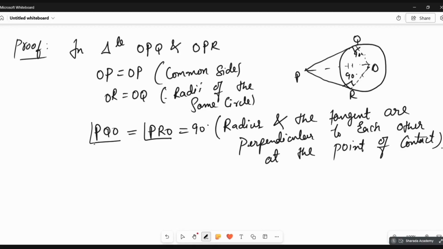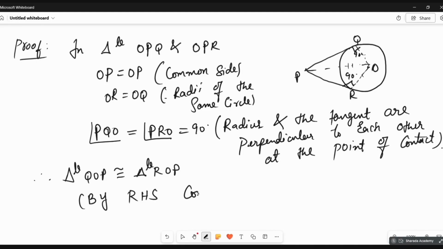Okay, so therefore triangle QOP is congruent to triangle ROP by RHS congruency rule. Why RHS congruency rule? 90 degrees, it's a right angle. Both are right angle triangles. That's why we use RHS congruency. Okay.